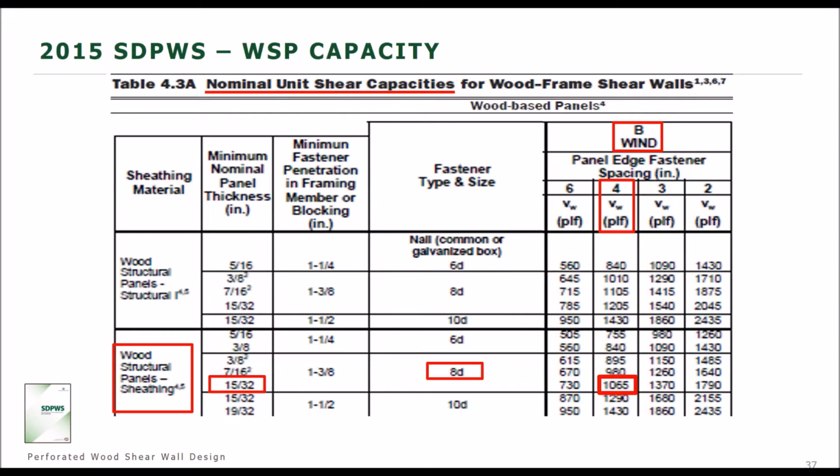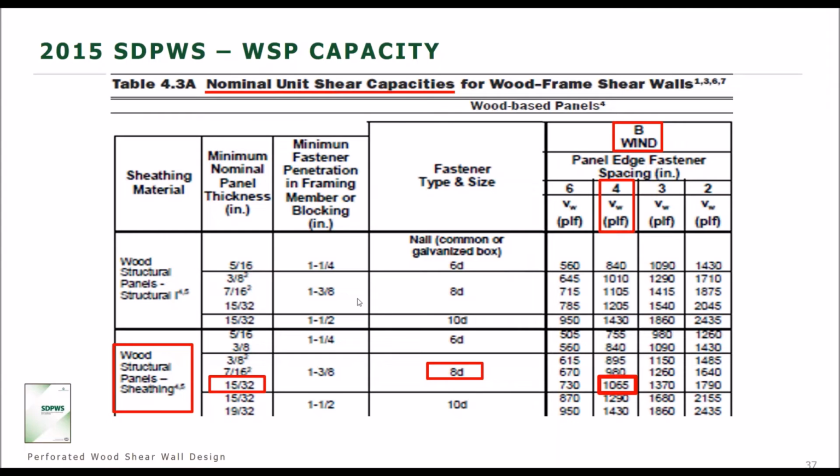So now we'll jump into the special design provisions for wind and seismic, or SPDWS. And this is the bread and butter of our shear wall capacity table right here in Table 4.3a. But the primary difference between what we're looking at here and the values that were expressed in the wood frame construction manual is that these are nominal unit shear capacities. The ones we looked at in the WFCM were ASD capacities. So we're going to need to adjust these values to an ASD basis.